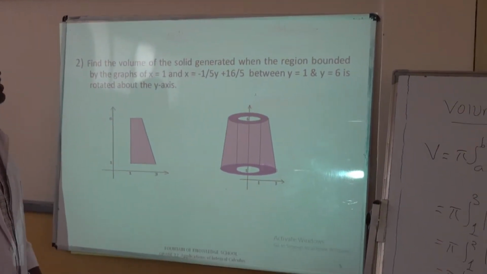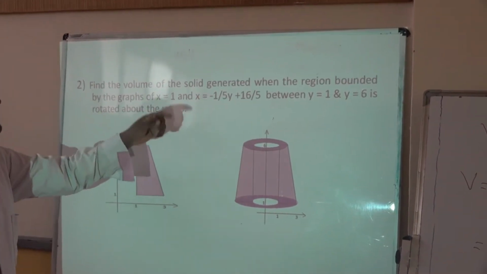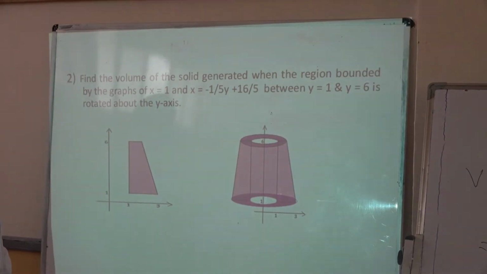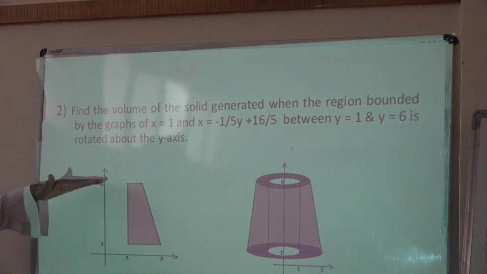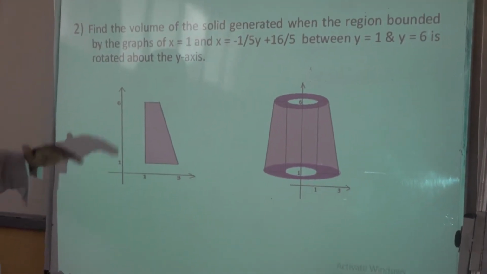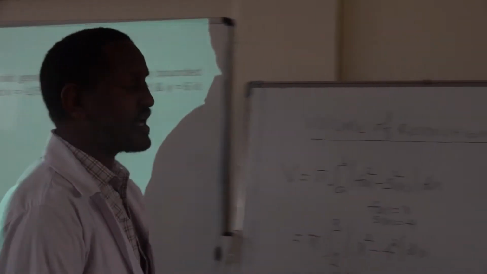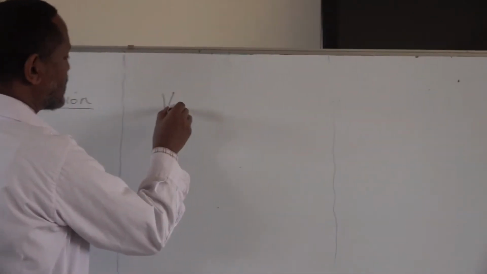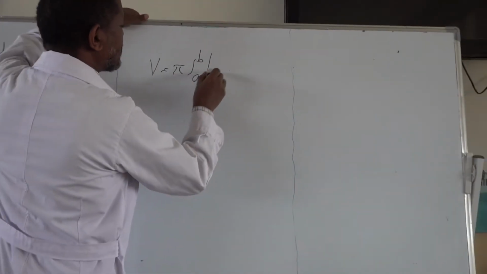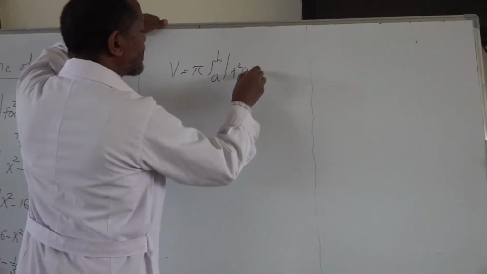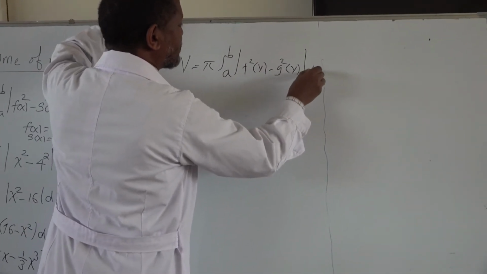Let's pass to the second example. Find the volume of the solid generated when the region bounded by the graphs x equals 1 and x equals minus 1 over 5y plus 16 over 5 between the horizontal lines y equals 1 and y equals 6. This is volume of revolution about the y-axis. So our formula is volume equals pi times integral from a to b of f square y minus g square y dy.